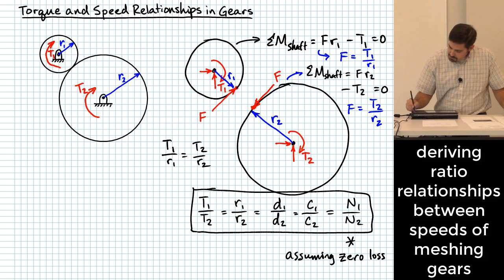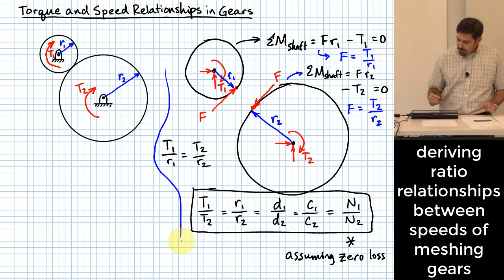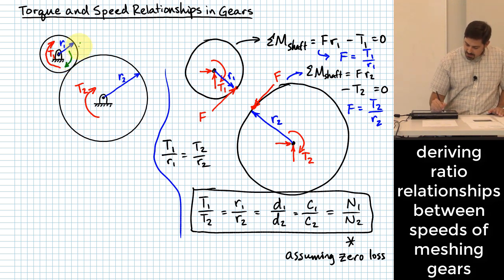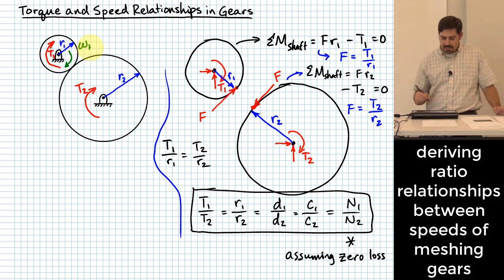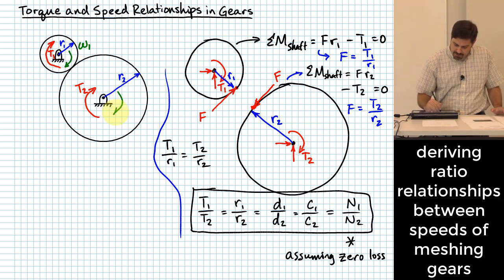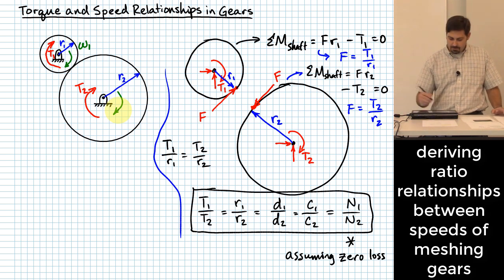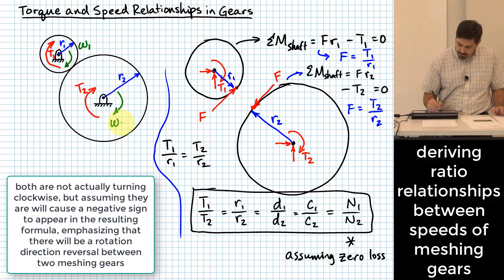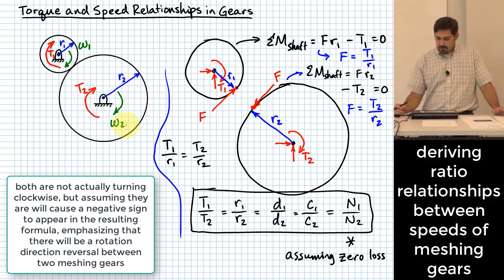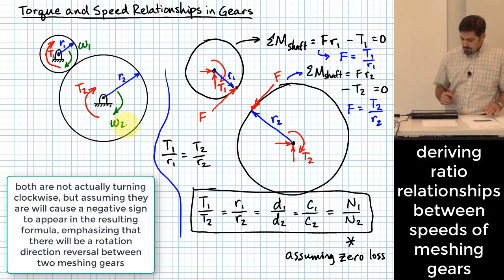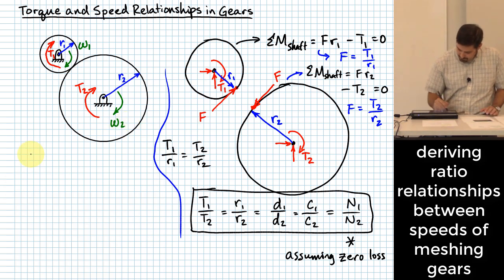Okay, what about speed? Let me do the same thing I did with torque and say this upper gear is rotating with an angular speed of omega 1. And just like with torque, let's start off by assuming that they go the same direction. Both of them are going clockwise, omega 1, omega 2 here. Now let's look at the upper gear, isolate it a bit, and say we've got it spinning at omega 1 this direction.